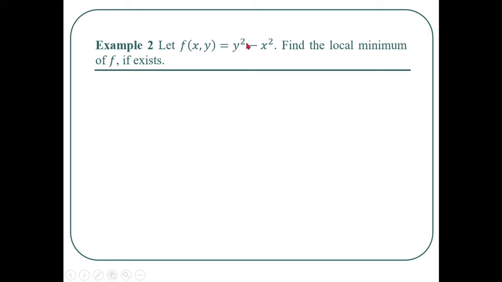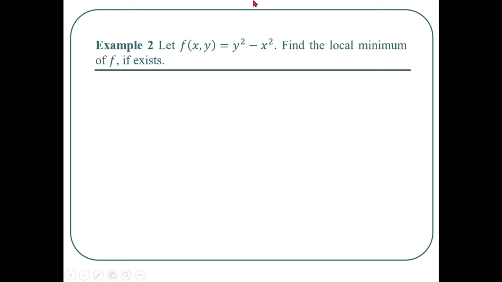Second example, let f of x, y is equal to y square minus x square. Find the local minimum of f if it exists. Similar to the previous, to find the local minimum, we have to find the critical points. For that, we have to equate both the first order partial derivatives of f of x, y with respect to x and with respect to y equal to 0.